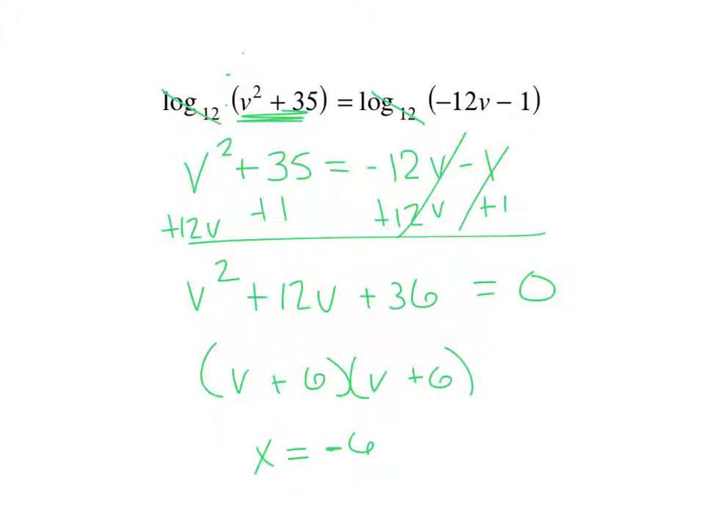And when you plug in negative 6 here, you get negative 12 times negative 6, which is positive 72, and then minus 1 is 71. So over here, I think I just added wrong. It'd be 36 plus 35, and that'll get you your 71 as well. So they both match. They're both positive. This is your answer.